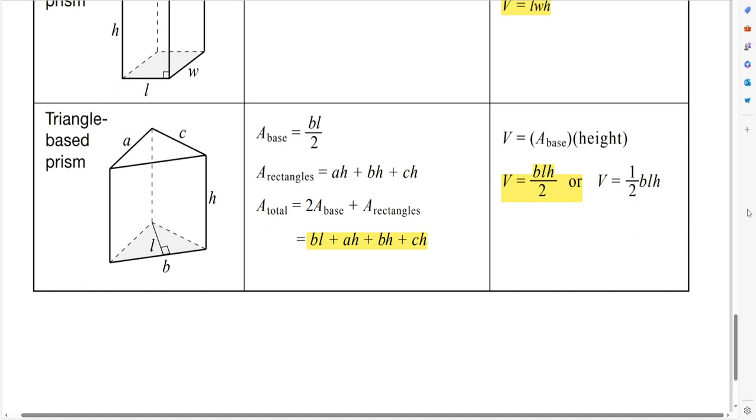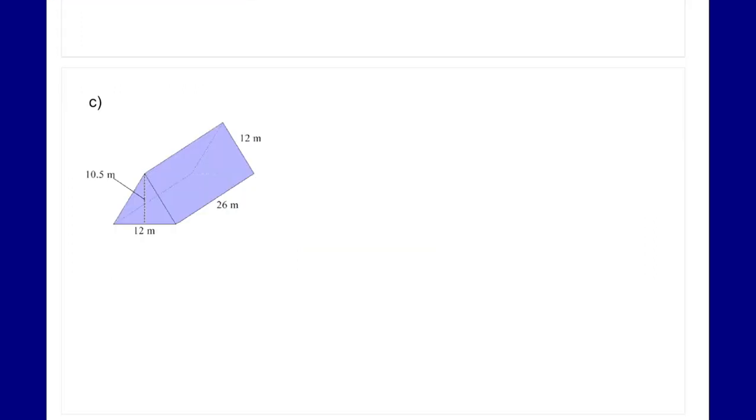I'm going to come back and refer to this image because it's going to be helpful when I label all my different sides, because there's a lot of different variables that we have to look at. So we want to make sure we're labeling everything correctly. So I'm going to write out my formulas. Surface area was equal to base, or B, times L plus A times H plus B times H plus C times H. And our volume was equal to base times length times height divided by 2.